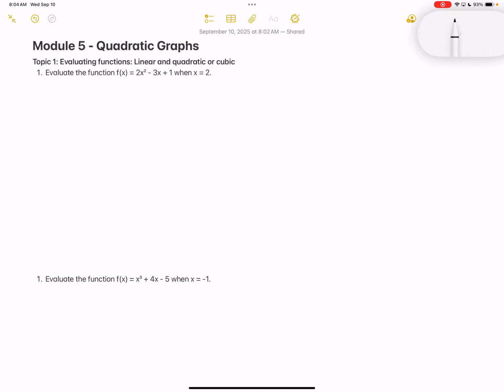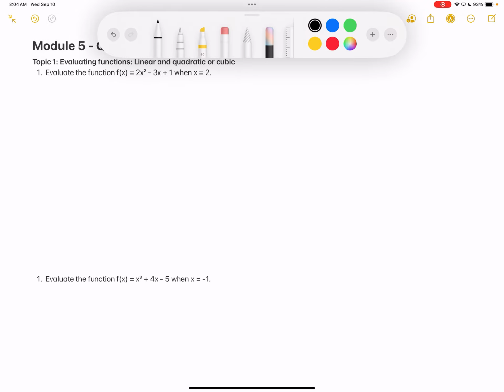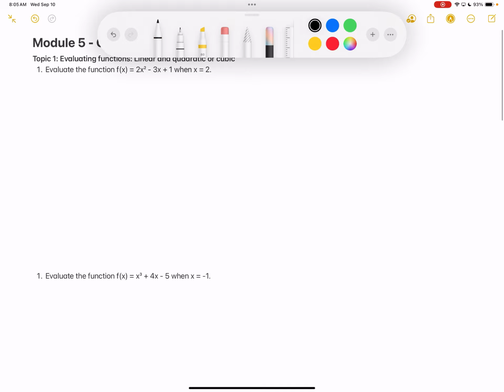So quadratic, we did quadratic equations the other day, quadratic graphs. It starts out pretty easy. It gets a little tougher towards the end, but we got a couple formulas that will help us make it easier. The first part starts about evaluating a function.